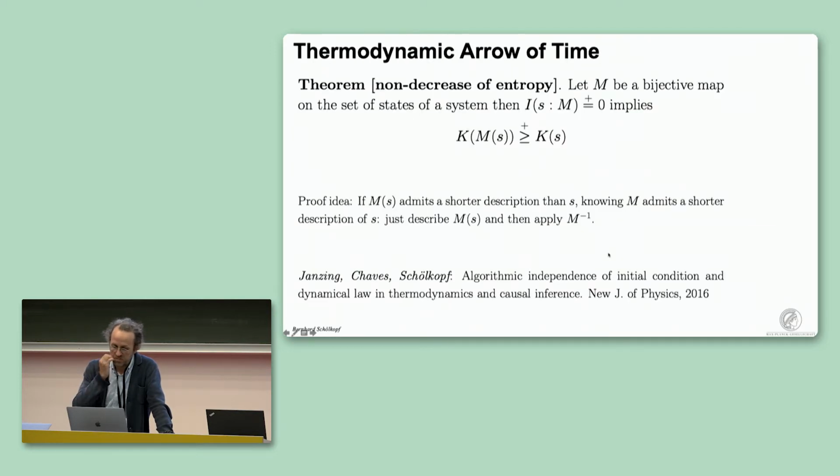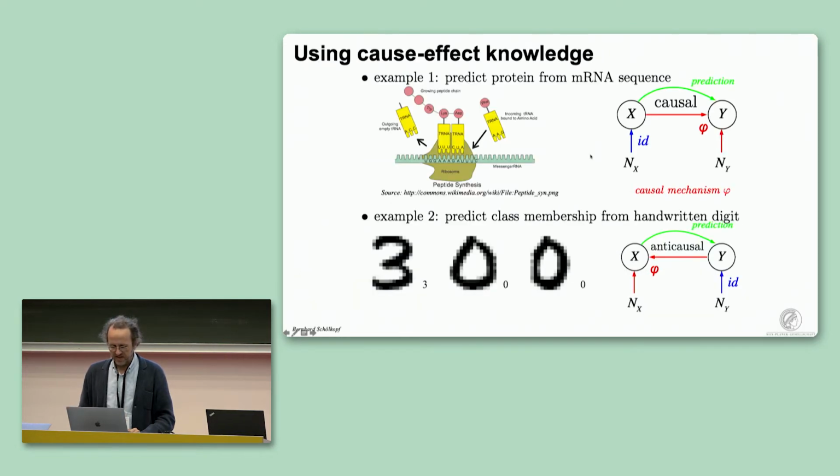Then one can prove relatively straightforwardly that the Kolmogorov complexity of this thing under this time evolution, so after applying the scattering, is at least as large as before. So it's a non-decreasing quantity. In other words, if you accept Kolmogorov complexity as a measure of physical entropy, which some fundamental physicists do, then you get what's called the thermodynamic arrow of time, or the second law of thermodynamics.